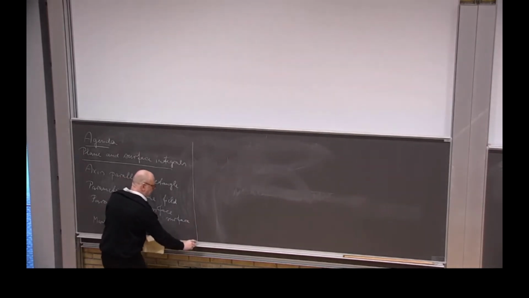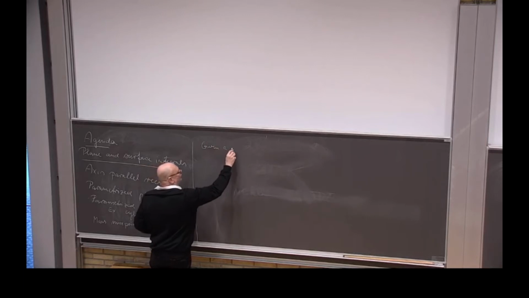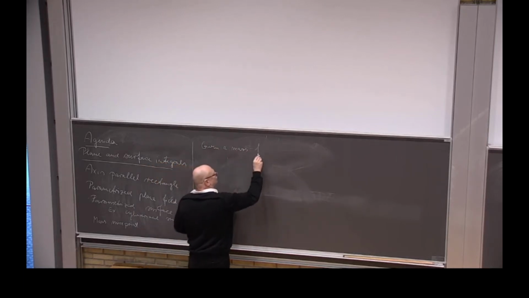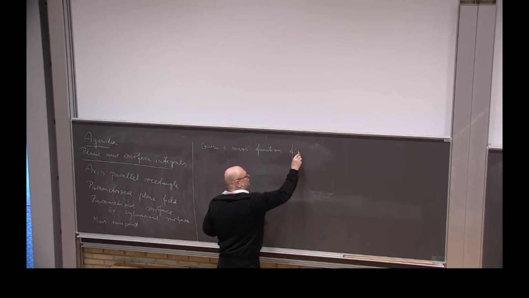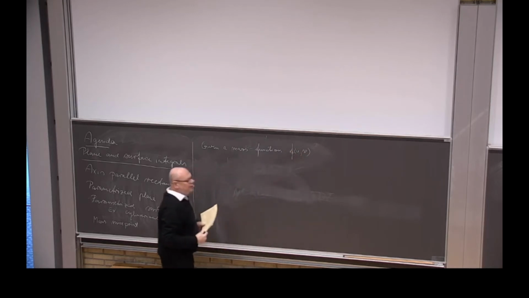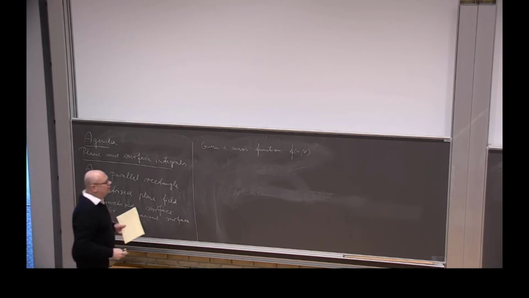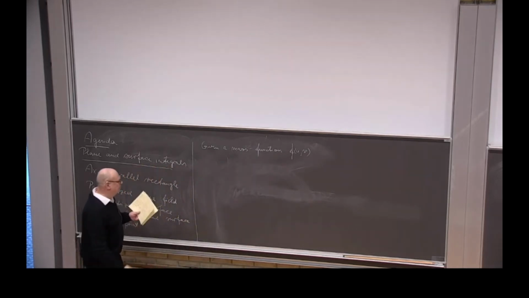So, we're given a mass function. And this is a function of two variables. And it could be the density, but it could also be the density times the thickness of a plate, for instance. But this is a mass distribution function of two variables.